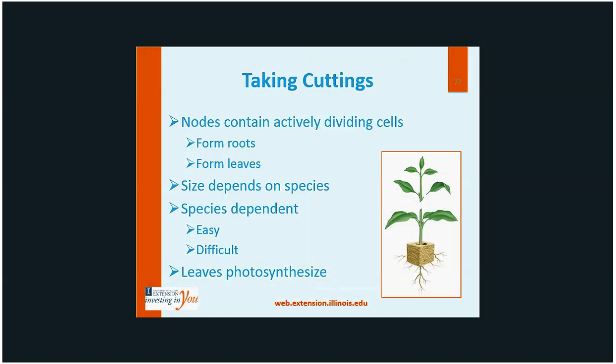So let's have a look at the actual process of taking this cutting now that we've looked at the different cutting types. So with all of these cuttings, whether it's your herbaceous, softwood, hardwood, we always want to make sure that we're making that first cut right beneath a node. And the node, if you remember from your botany class, is where the leaves are emerging. And the reason we want to do that is because that's where we have all our cells in there. You have a real concentration of cells in that node, and those cells are actively dividing. So those are the cells that are going to become your roots.